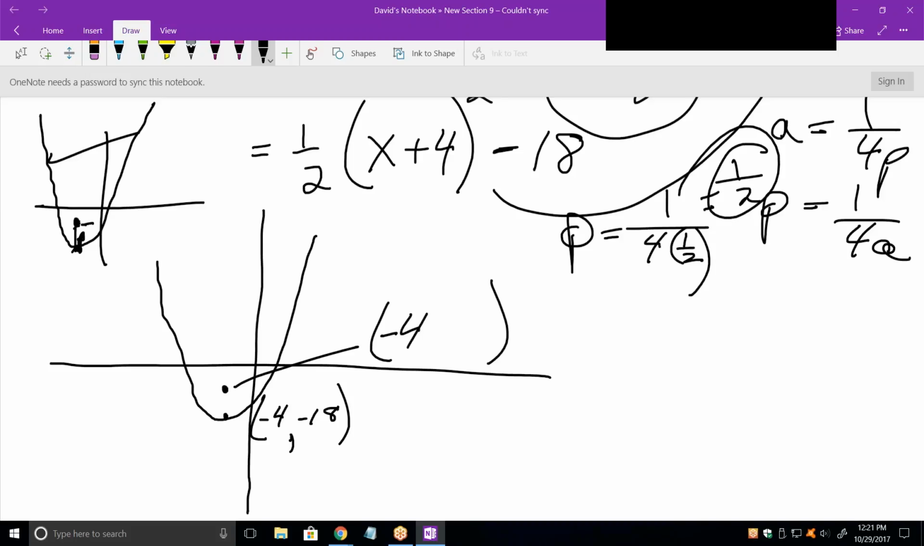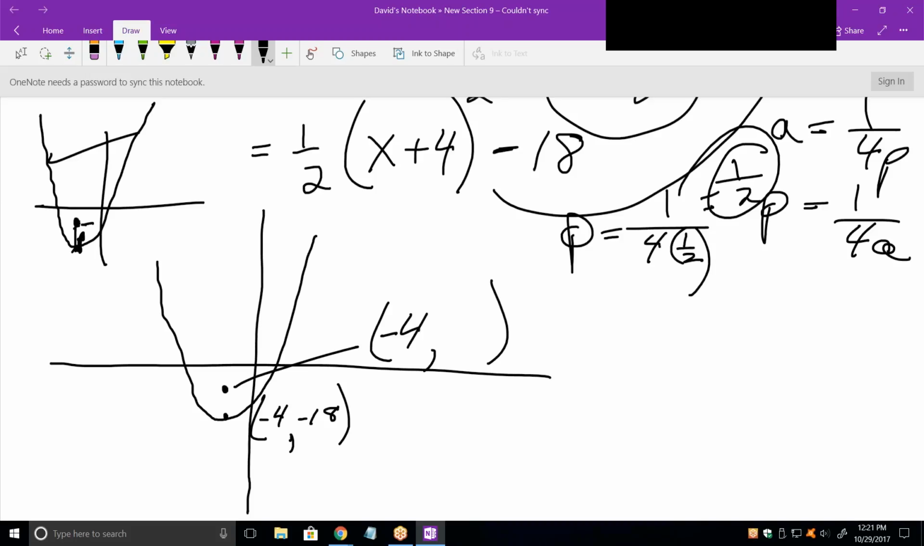Yeah, I understand that. The vertex is 4 units to the left of the y-axis. This focus is 4 units to the left of the y-axis. In other words, when you have a vertical parabola, your focus's x-coordinate is always the same as the vertex x-coordinate. That's true. However, the y-coordinate's different.